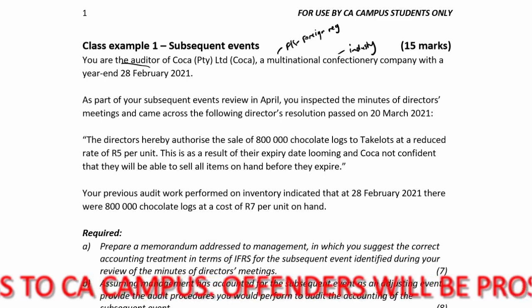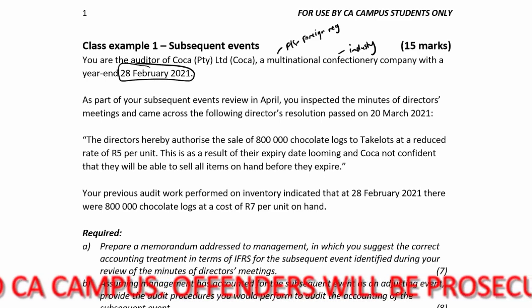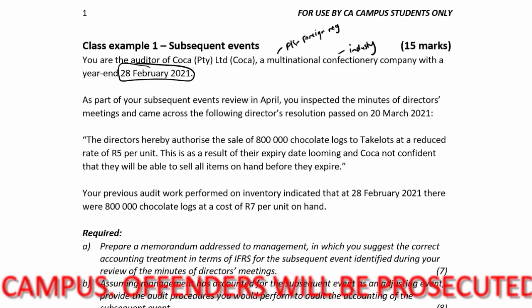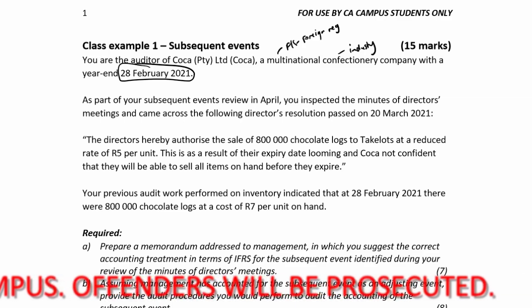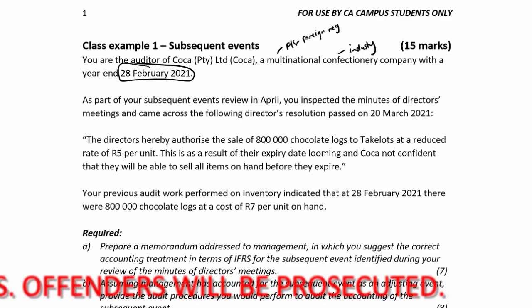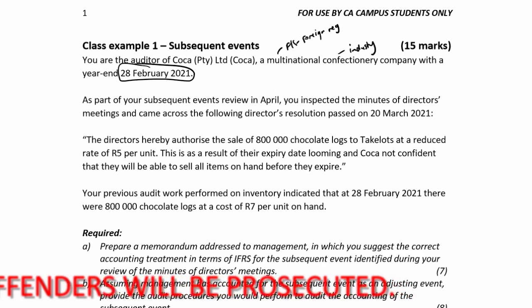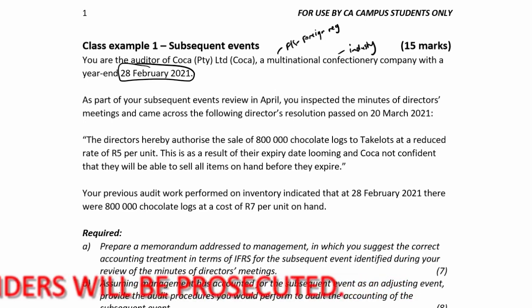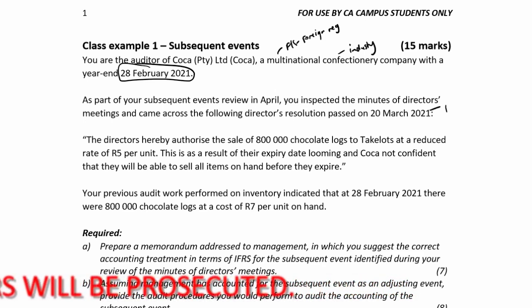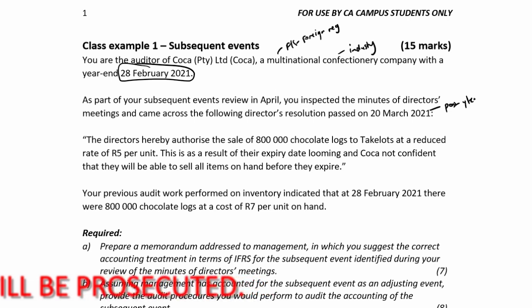There's your year end. As part of your subsequent events review in April, you inspected the minutes of directors' meetings and came across the following directors' resolution passed on 20 March 2021. So you're going to make a note that this is post-year end.